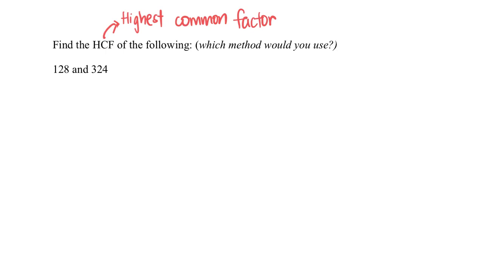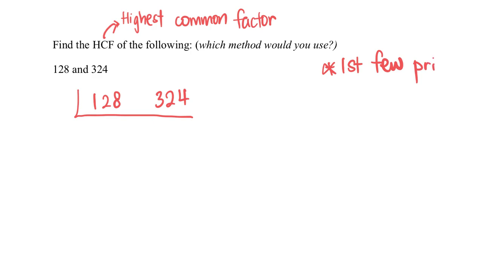Hello everyone, welcome to this video where we will attempt to find the highest common factor of these two numbers. Since they are not given in prime factorization, I will simply use the successive division method. And perhaps at this point, it is good to list out the first few prime numbers, as that will help us in our attempt to find the highest common factor.